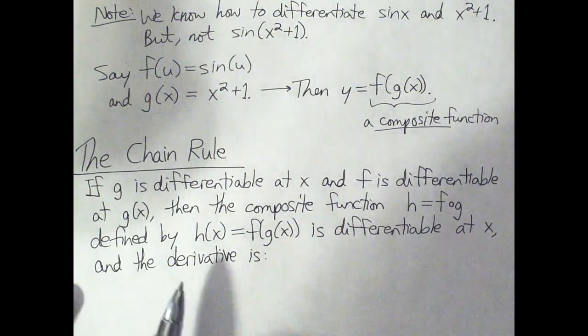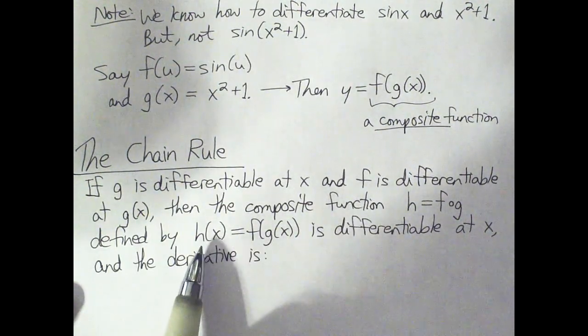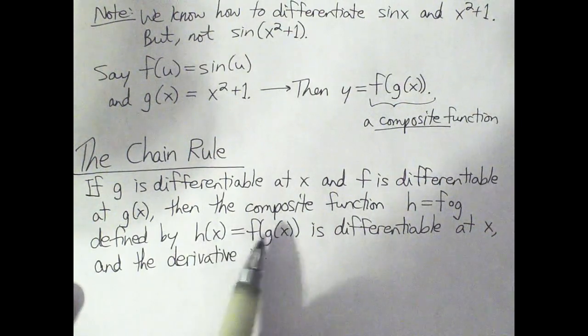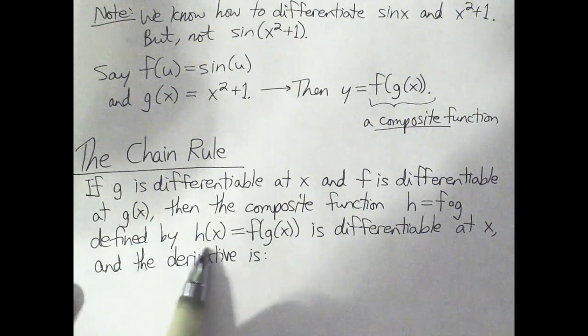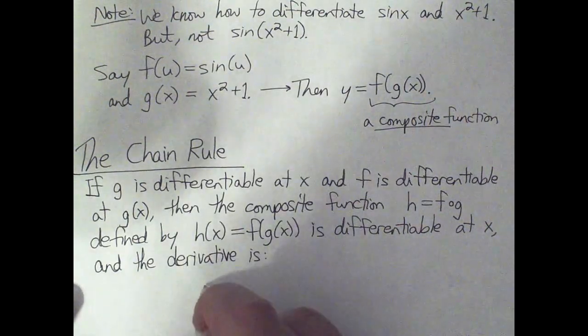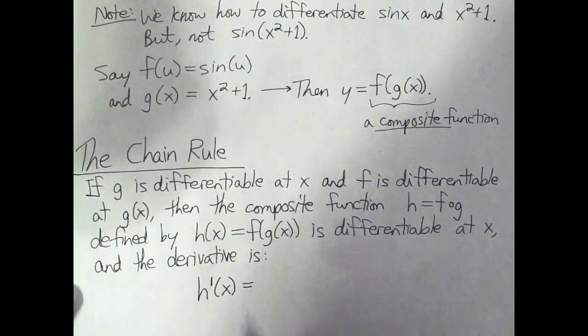What do we want the derivative of? So we introduced these extra letters. Really what we want to find is the derivative of this composite function. So we want the derivative of h. So we want a formula for h prime. That's really what we want.